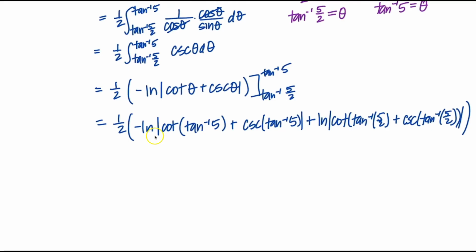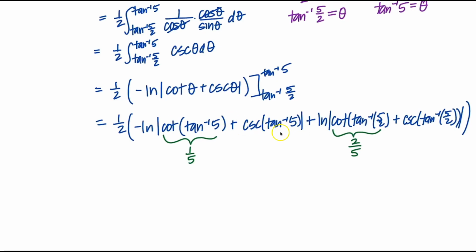All right, so this big long thing is the answer, and there is more simplifying we can do, so let's go ahead and do it. So here, cotangent of tangent inverse of 5, these don't directly cancel, cotangent and tangent inverse, but they do cancel and become the reciprocal of this value here. So cotangent of tan inverse of 5 becomes 1/5, and cotangent of tan inverse of 5/2 becomes 2/5. And then cosecant of tangent inverse of 5.